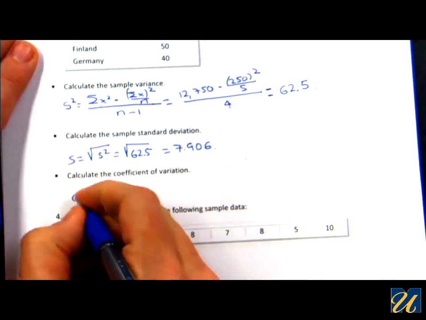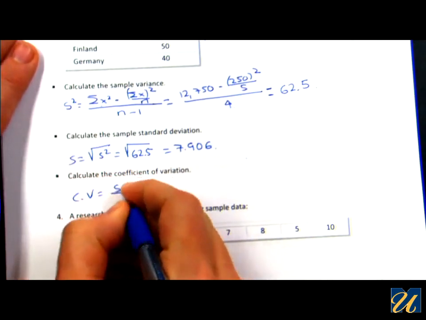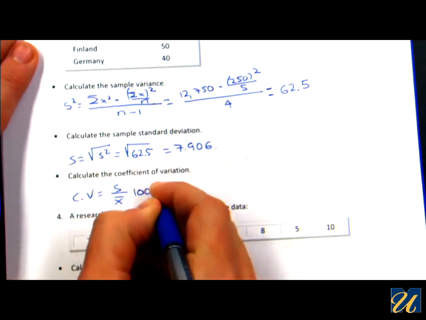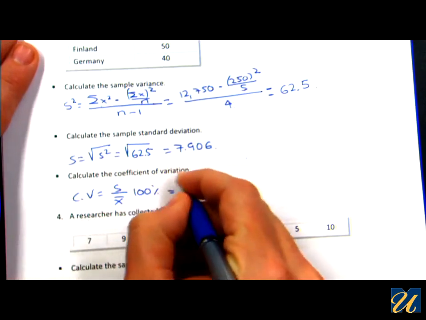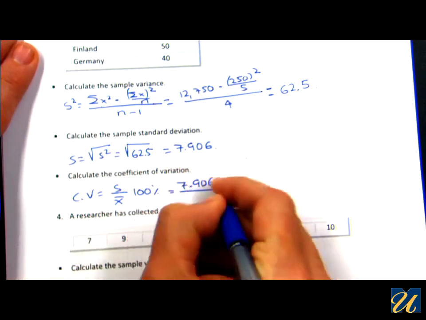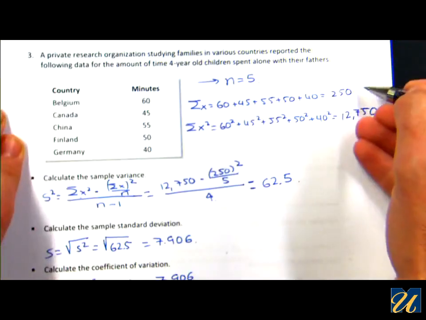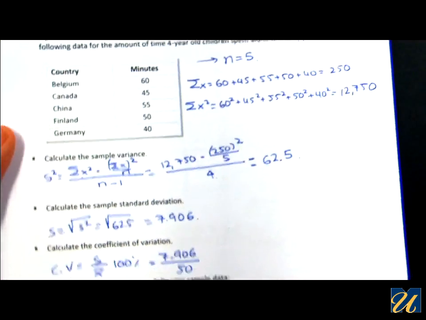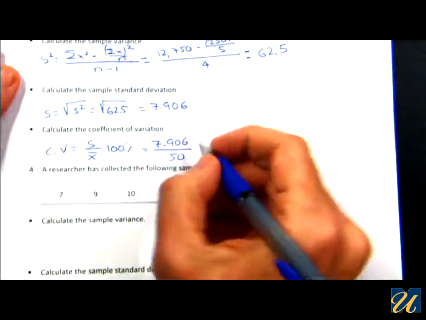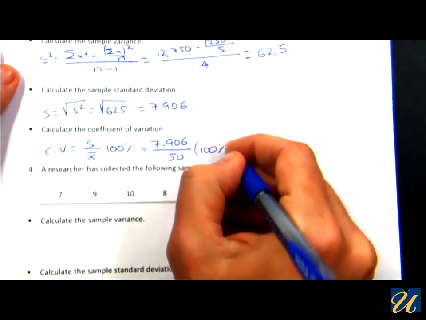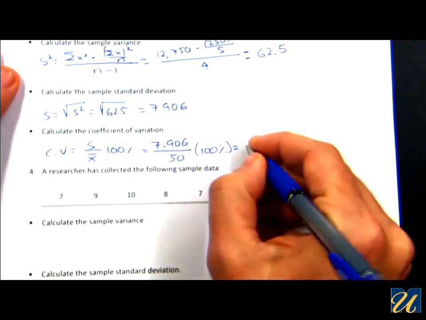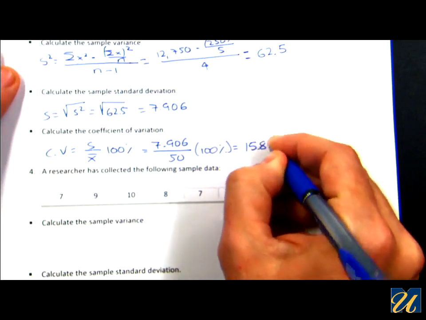Coefficient of variation is equal to S over X bar times 100%. So that means 7.906 divided by X bar. X bar is 250 over 5, which is 50, the average, times 100%. This will be 15.81%.